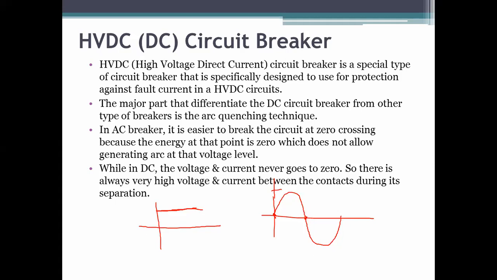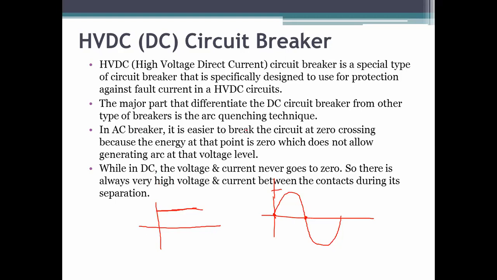Means when this current becomes naturally zero, at that time it is easy to extinguish the arc. The arc can be easily extinguished, but it is not possible for DC circuits, right? For DC, your supply is continuous. There is no natural zero current. So it is difficult to protect these HVDC circuits. So these HVDC circuit breakers are used here. So understood what is the main difference?